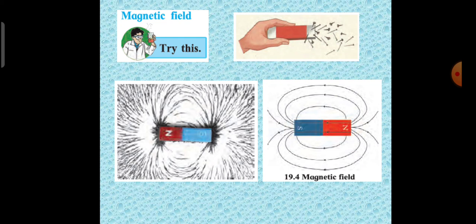In the next activity, take a small cardboard, place a bar magnet at its center, sprinkle iron filings on the cardboard around the magnet, tap the cardboard gently, and observe the iron filings. What is the inference from the above experiments?